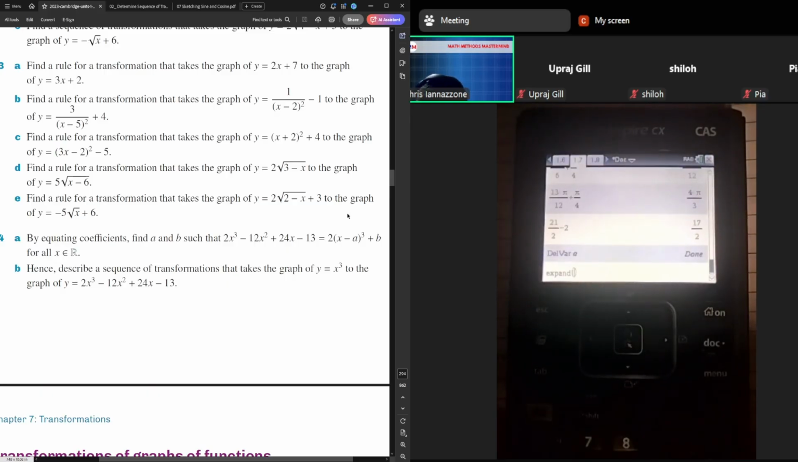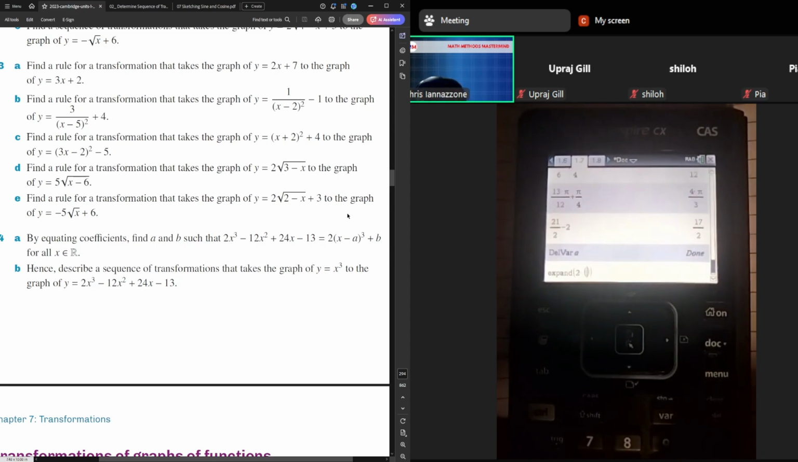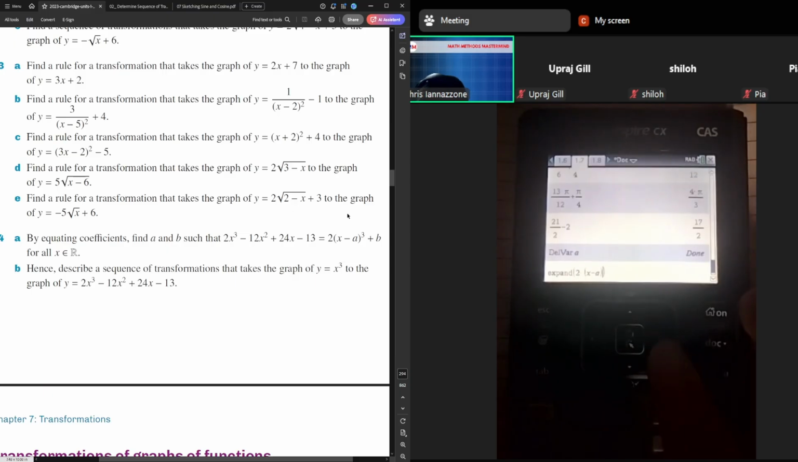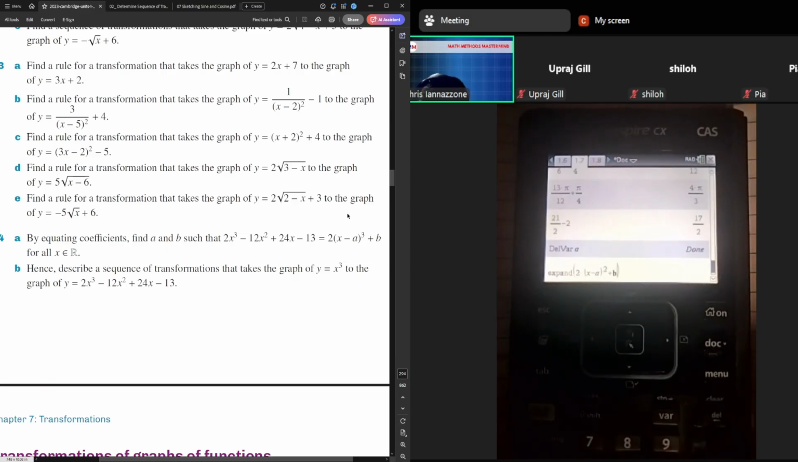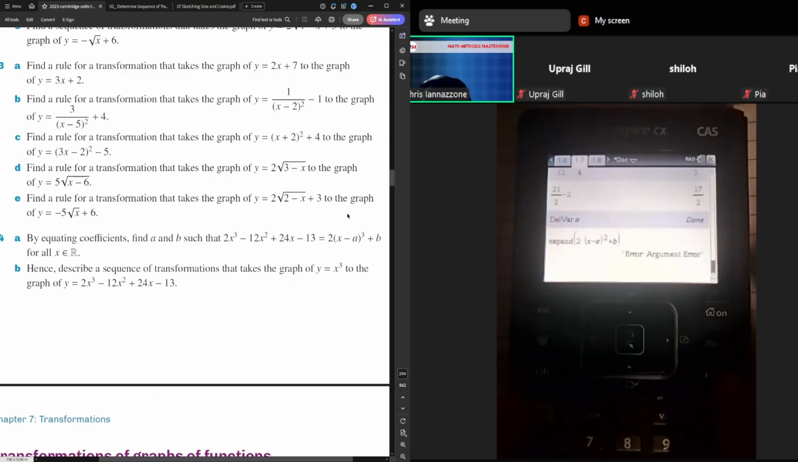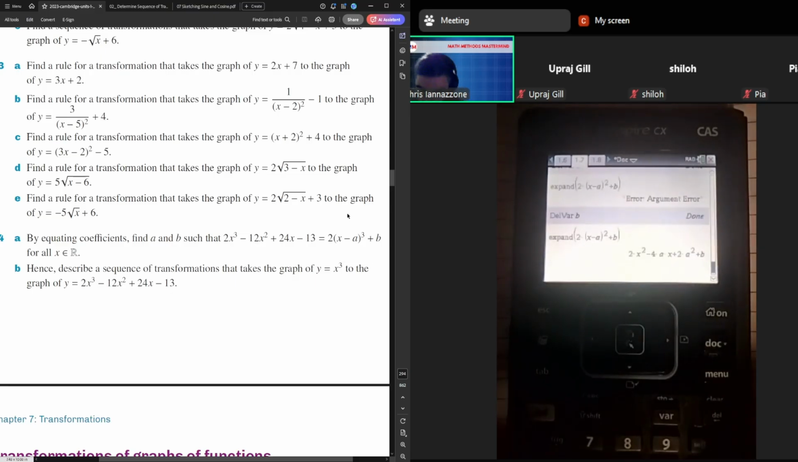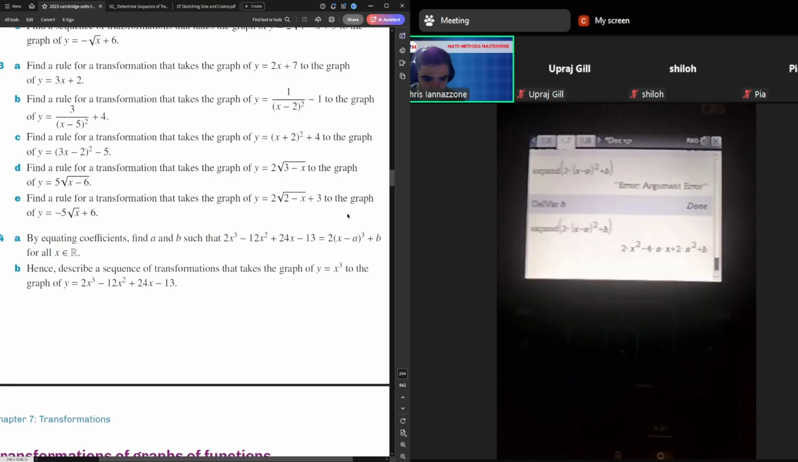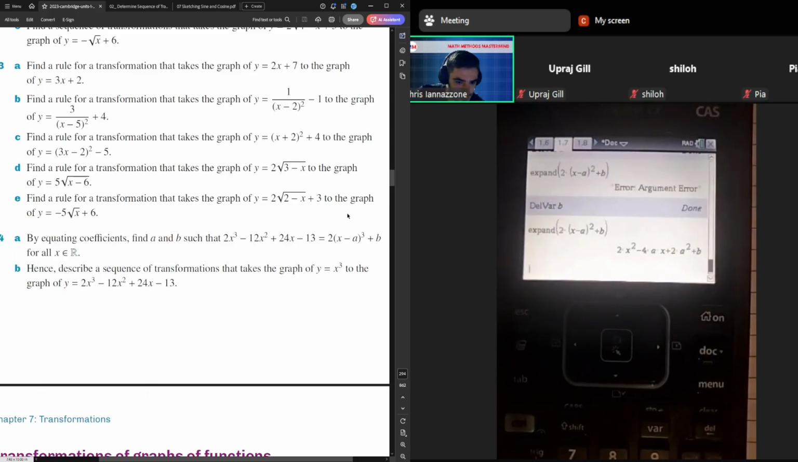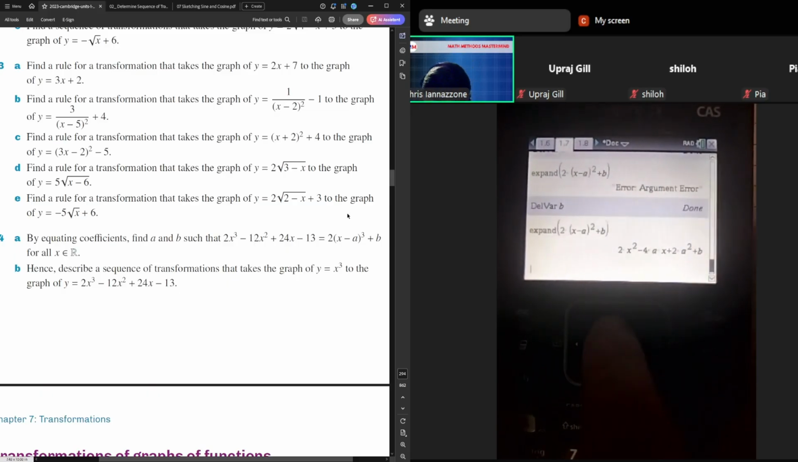2 times (x minus a). Oh, I've got a b as well, don't I? I'm pretty sure I do. Yep. Okay. Kill the b. And now we're sorted. So what this tells us is we have, whoops, it's supposed to be cubed, not squared.